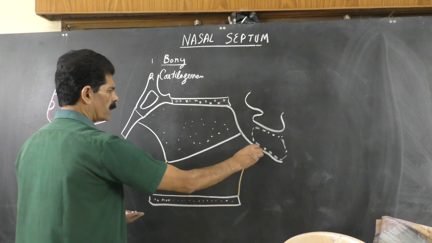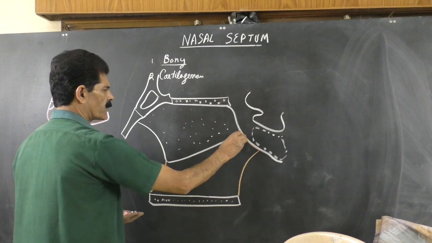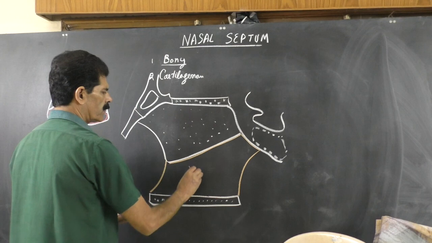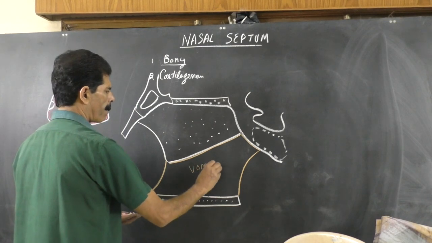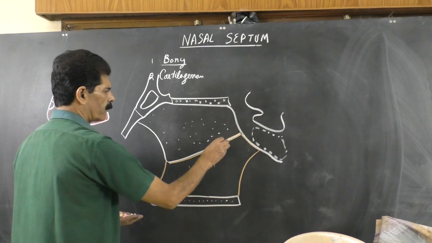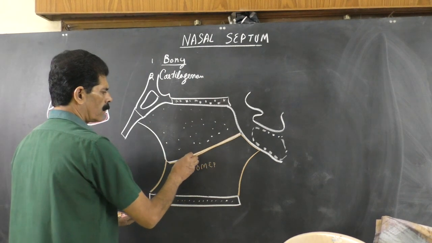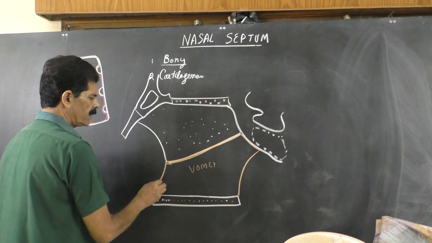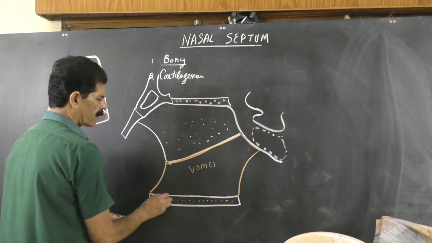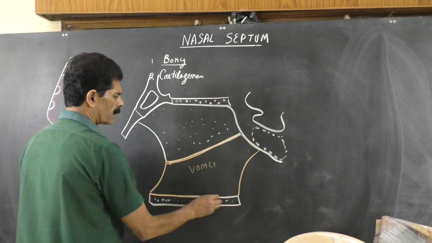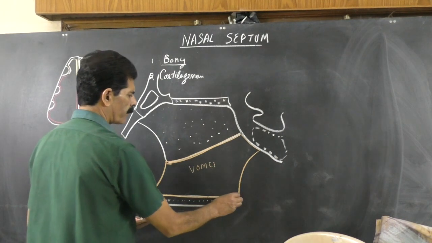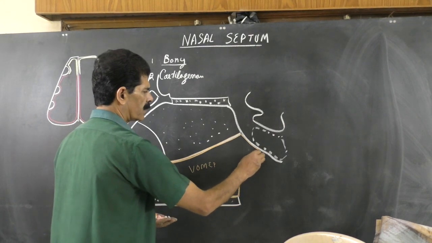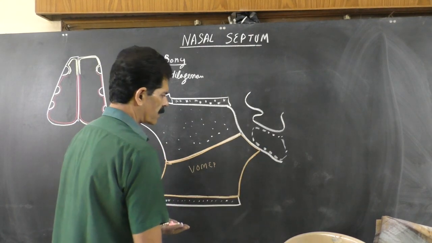Posteriorly it is attached to the body of the sphenoid, and superiorly it is attached to the perpendicular plate of the sphenoid bone. So this is the vomer bone, and this is called the vomero-sphenoidal junction. Anteriorly it is free. Inferiorly it is attached to the nasal crest of the palatine bone, and posteriorly it is also free and forms the posterior nares.